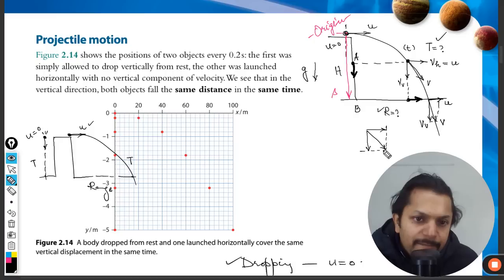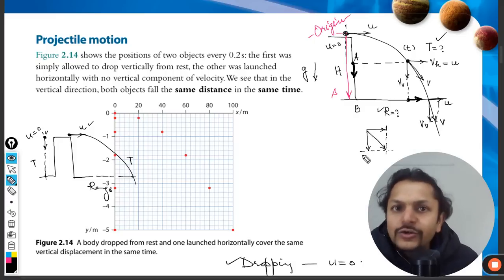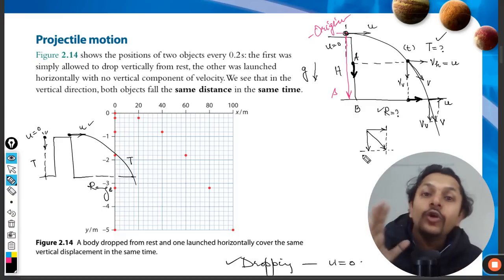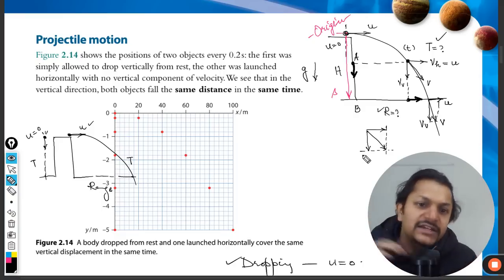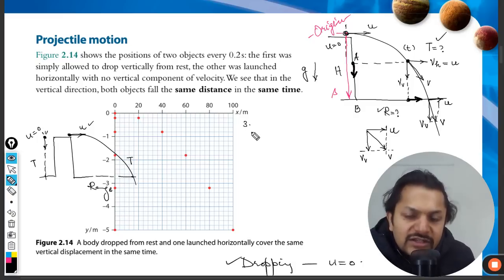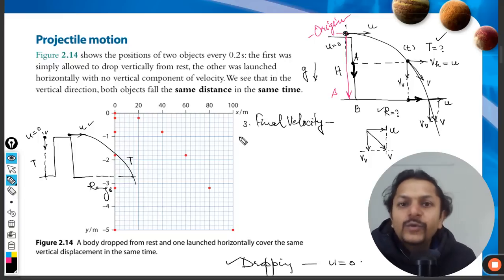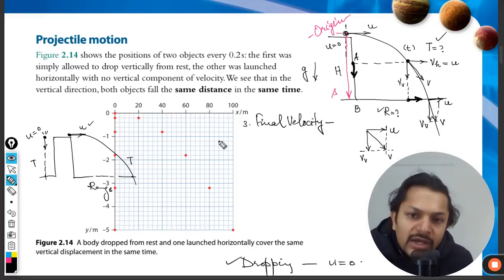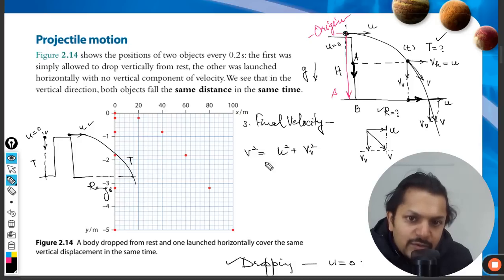It's all about the drawings, because I'm using this pad kind of thing, so drawings are not always that perfect. You have to imagine it from your point of view. So this is u and this is v_v. This is the final velocity. So this is the third point that we are finding, the final velocity with which the body is going to hit the ground. So I'm going to apply the Pythagoras theorem here: u squared plus v_v squared.